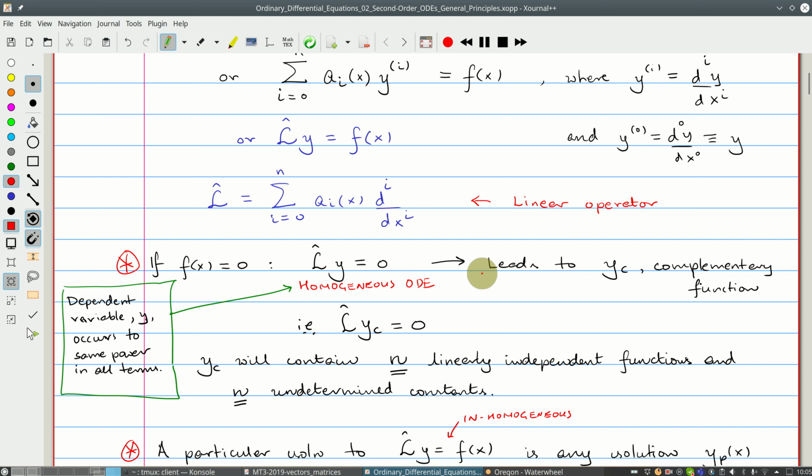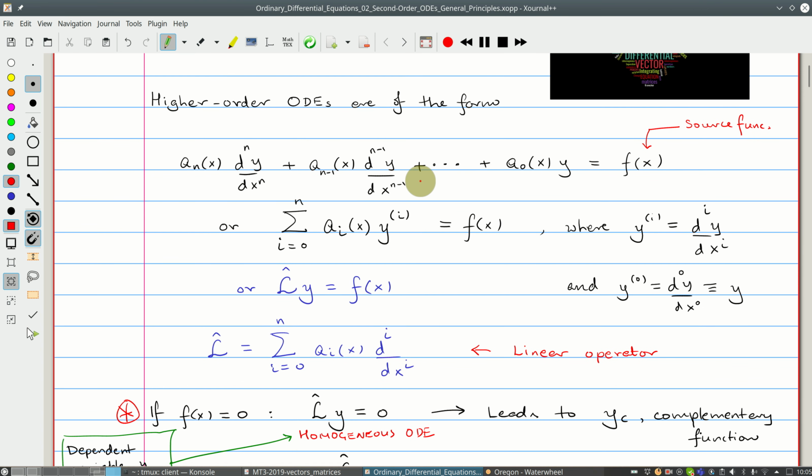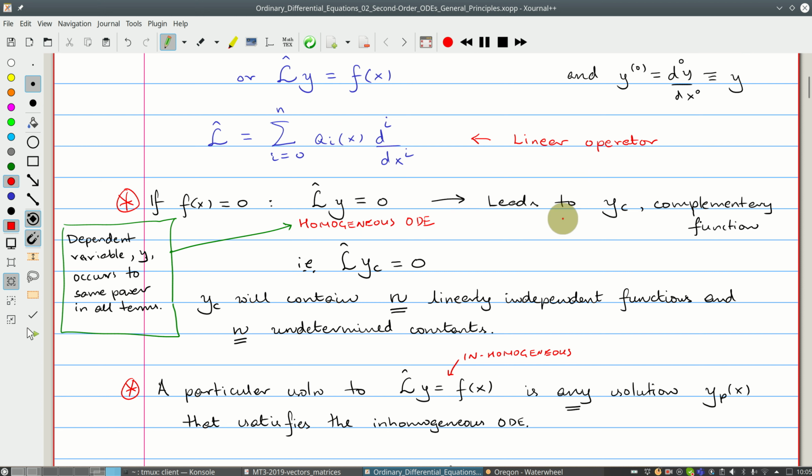It's called homogeneous because of the dependent variable, in this case y. Let's just remind ourselves the independent variable is x. So y is a function of x, y is the dependent variable and x is the independent variable. All these y's occur at the same power in this differential equation, and that's why it's called the homogeneous equation. So if f(x) is 0, then you have y appearing to the power 1 in every term, and that makes it homogeneous, of order 1 in fact.